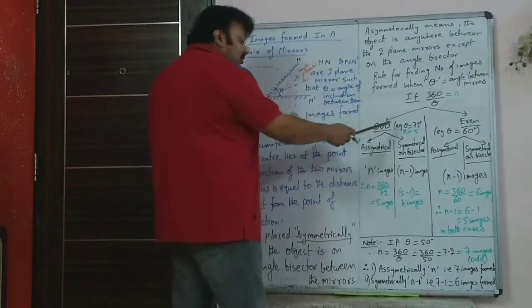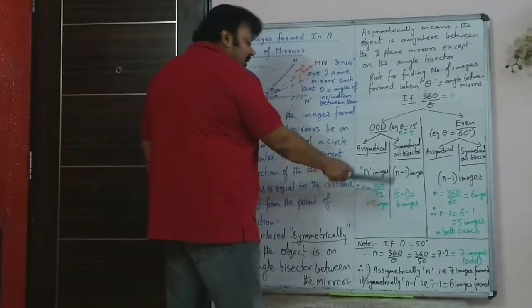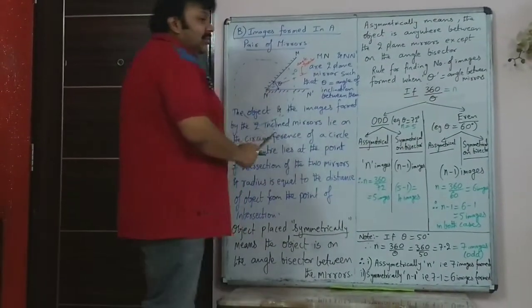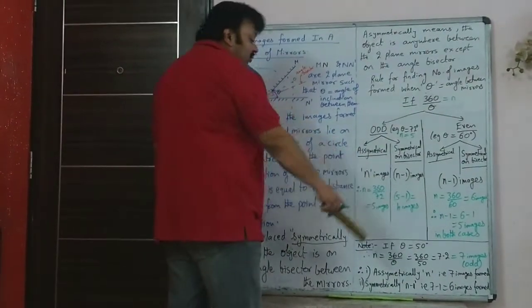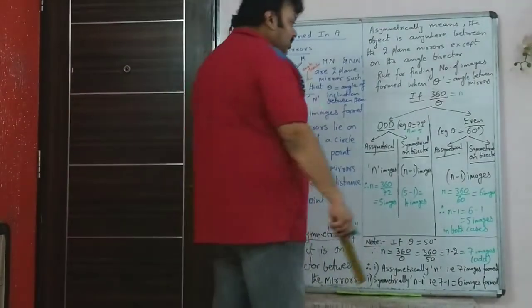So then you have to check if it is asymmetrical, then n images itself, that is 5 images. But if the object is on the angle bisector, that is, it is symmetrically placed, then n minus 1, or 5 minus 1, that is 4 images will be formed.